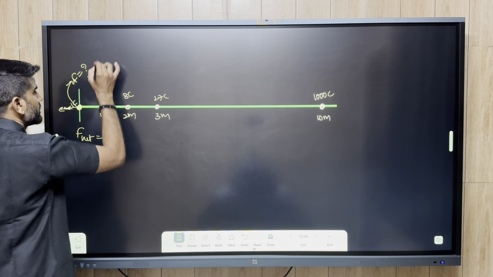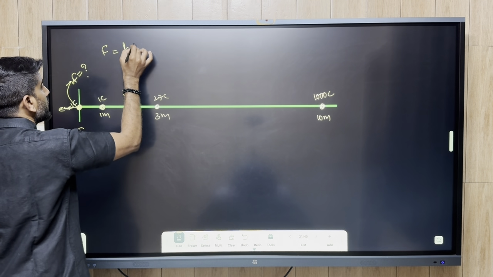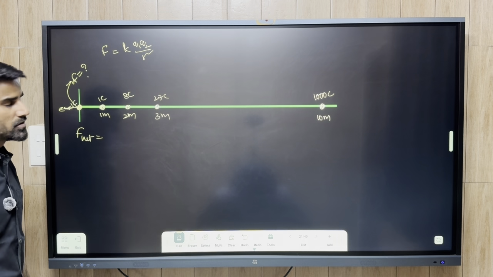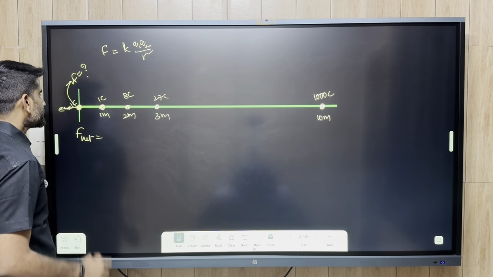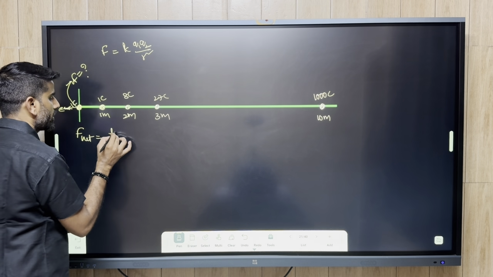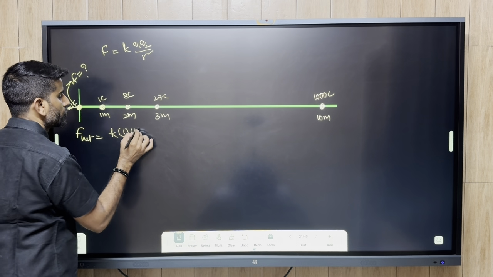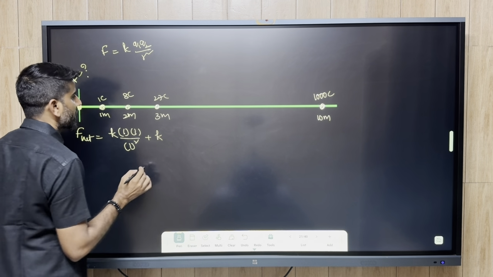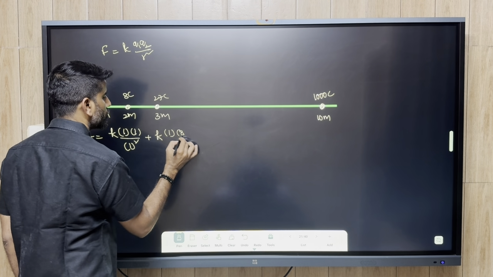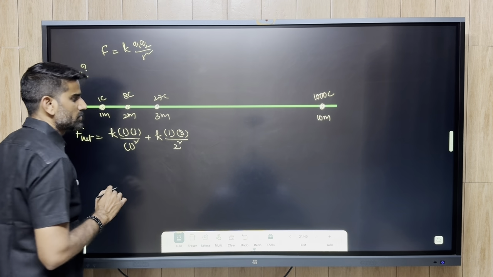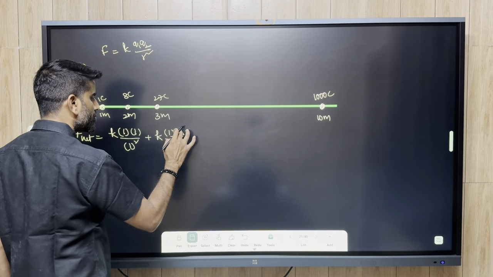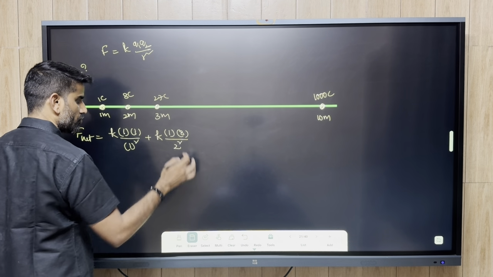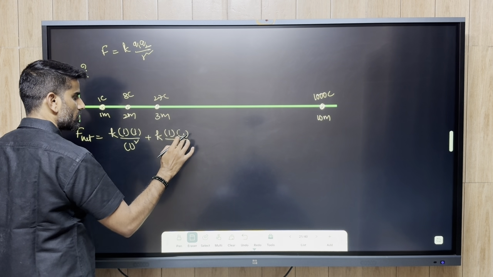So net force, F net, as we know, F is equal to K Q1 Q2 by R square. I am directly writing the numbers here. First this force, K Q1 Q2 by R square, plus K Q1 Q2 by R square. Can I write this 8 as 2 cube? Sorry. Can I write this 8 as 2 cube?